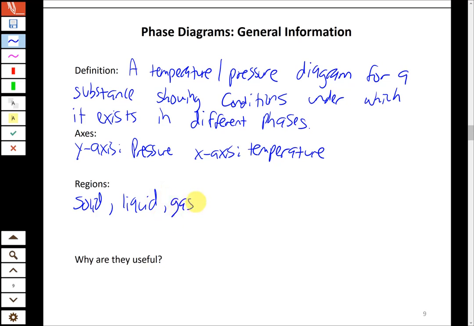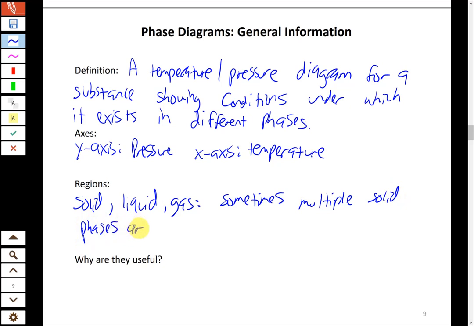But sometimes you'll have more than three regions because sometimes there's multiple solid phases. We haven't quite talked about that yet. We will maybe a little bit in the second half of this chapter. But some substances have multiple solid forms, basically. They're not just a single solid form.